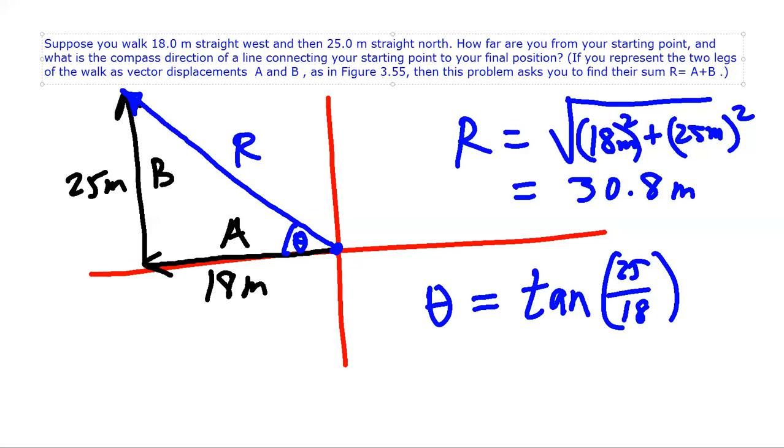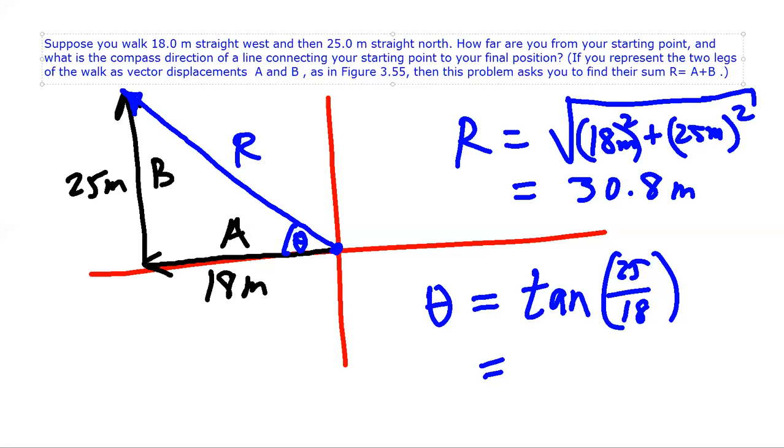Good question. How is r equal to 30.8? If you calculate the expression under the square root sign, you will get 30.8. So do 18 squared plus 25 squared, and then take the square root. You get 30.8. Alrighty, I see it now. Thank you.